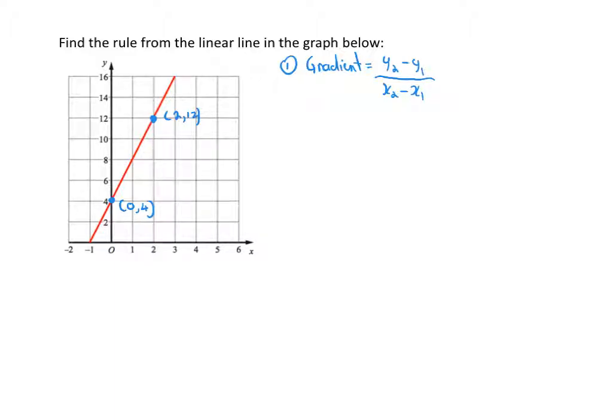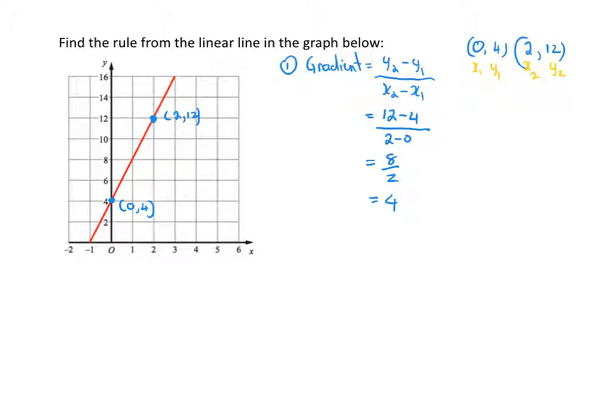So rewriting those sets of coordinates, 0, 4, 2 and 12. I want to go ahead and label them x1, y1, x2, y2. Now I can go back and substitute those values into my formula. So y2 minus y1 is going to be 12 minus 4 over x2 minus x1, 2 minus 0. So that's going to equal 8 over 2, which equals 4. So the gradient of my line is equal to 4.